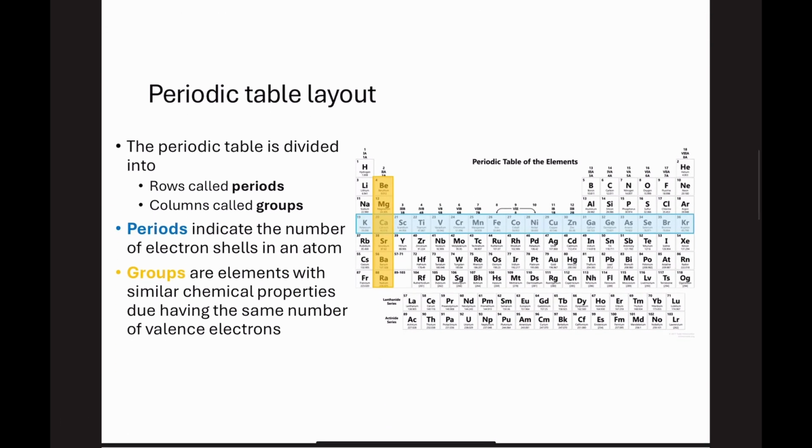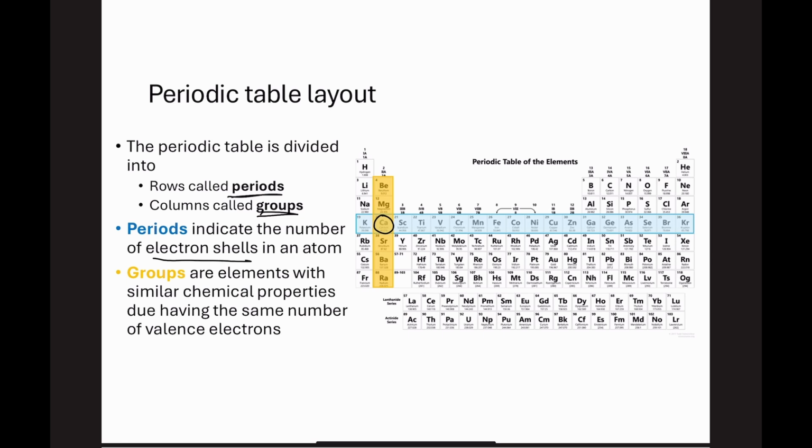So to start, we're going to go over the layout of the periodic table. The periodic table is divided into rows and columns. We call our rows periods and we call our columns groups. The horizontal rows of the periodic table are called periods, and they indicate the number of electron shells in an atom. For example, if we look in period 3, all of those elements have 3 electron shells. Another example is calcium, which has 4 electron shells.